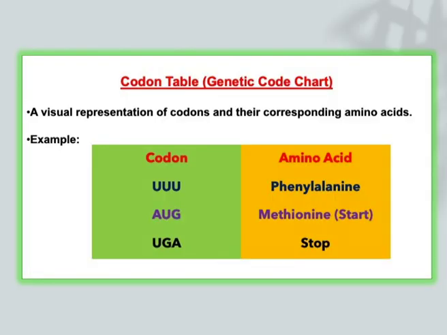That means it is read sequentially without overlap. Also our genetic code is unambiguous: each codon codes for only one amino acid. It contains start codons and stop codons. The start codon is AUG, methionine, and the stop codons are 3 codons: UAA, UGA and UAG. Here we see that the codon UUU codes for phenylalanine, AUG codes for methionine, and UGA is a stop codon. Then the genetic code codes for 61 amino acids.